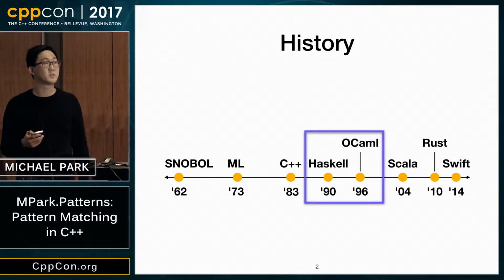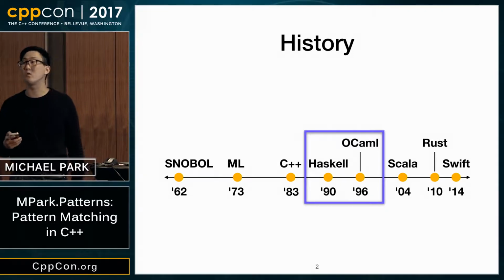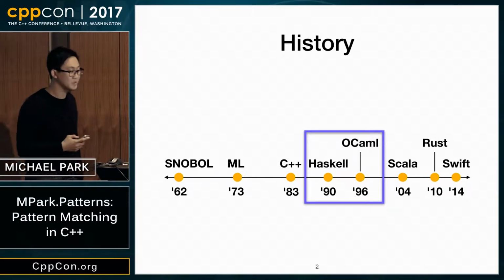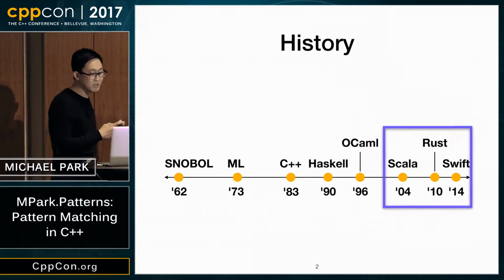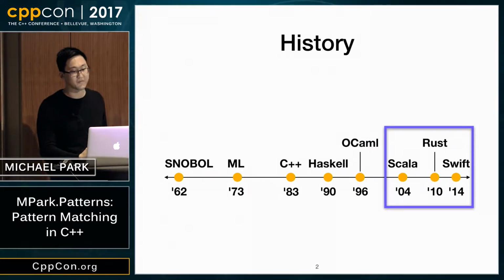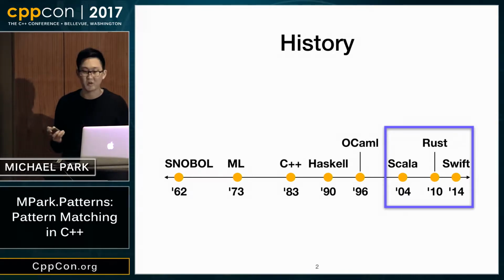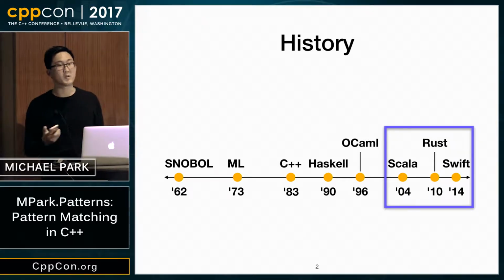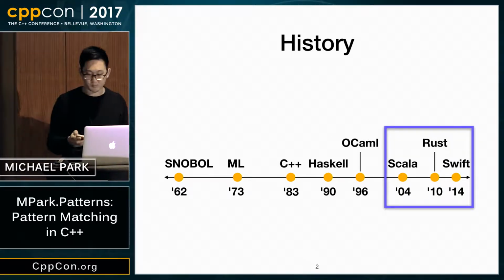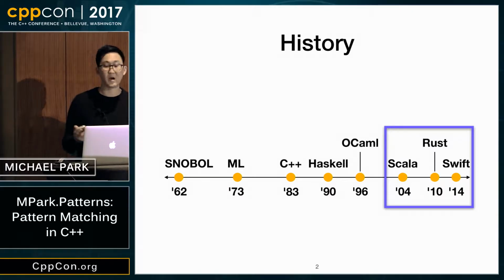So yeah, Haskell and OCaml were introduced with pattern matching support. And in fact, it's actually at the very core of most functional programming languages. And more recently, many mainstream languages have also adopted the feature. The most popular ones from my perspective are Scala, Rust, and Swift. But other languages like C# and Java have also picked up pattern matching as well.